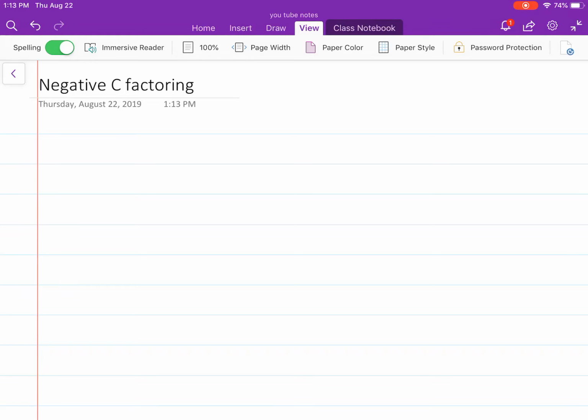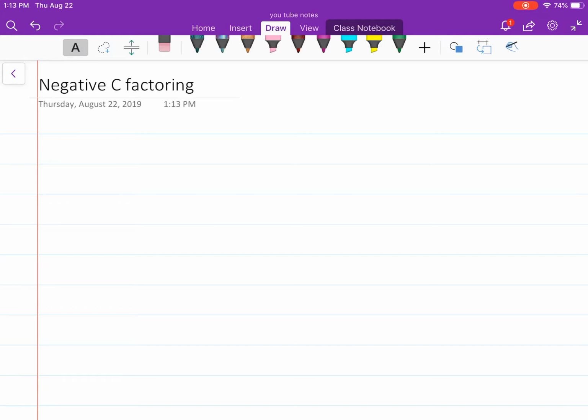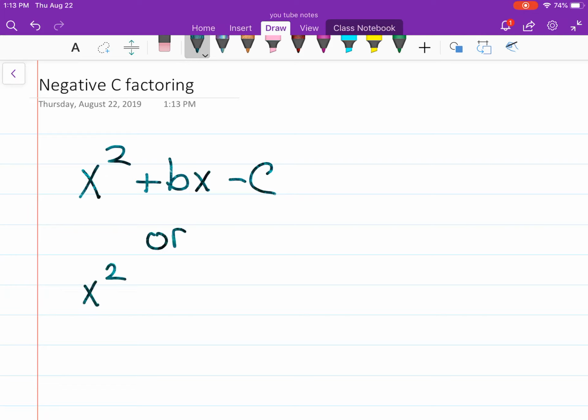Okay, we are going to do the negative c factoring now. And those problems will look like this. Okay, this is where your coefficient is 1 out here, meaning there's not a number.